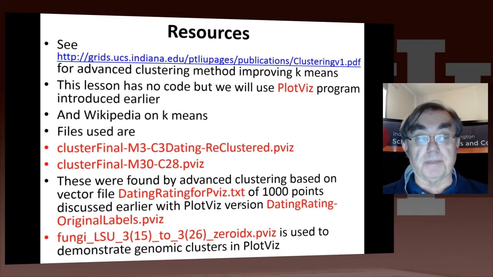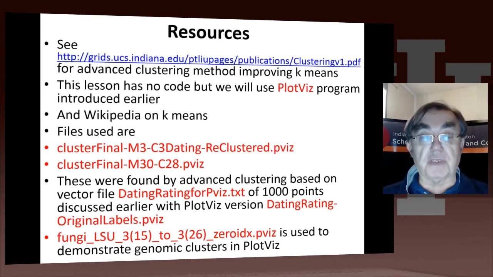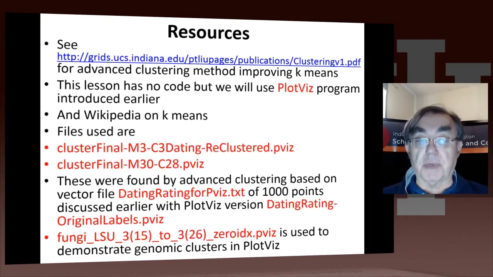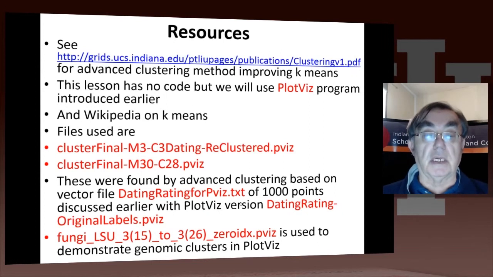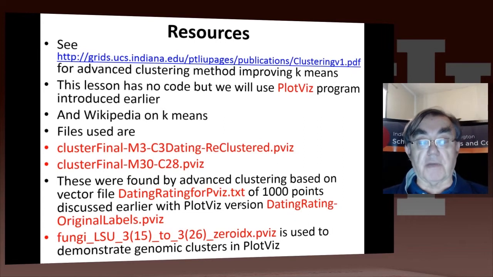There will be one called cluster-final-m3-c3 dating.reclustered. That is a plotviz file looking at the clustering of the dating data we got. Remember the 1,000 points describing the characteristics of possible dates. And then we cluster that into three clusters there. And just to show the difference, we have another file clustering it into 28.